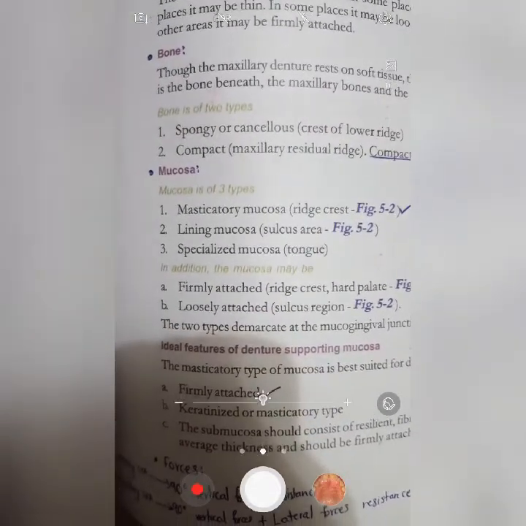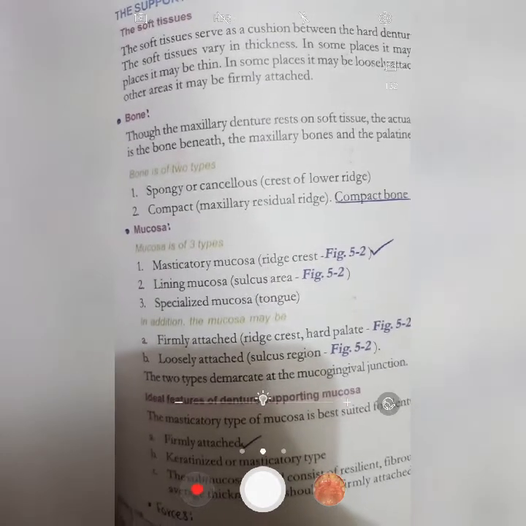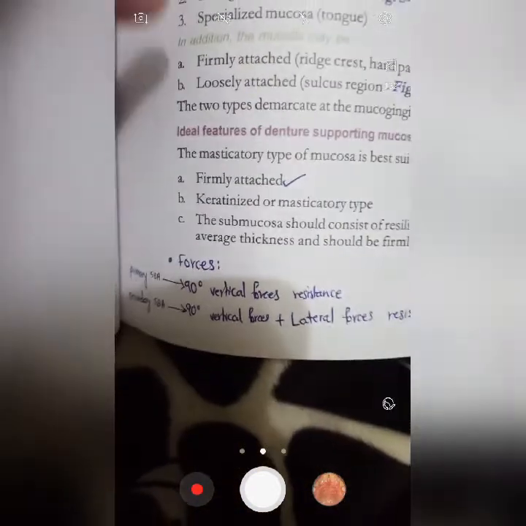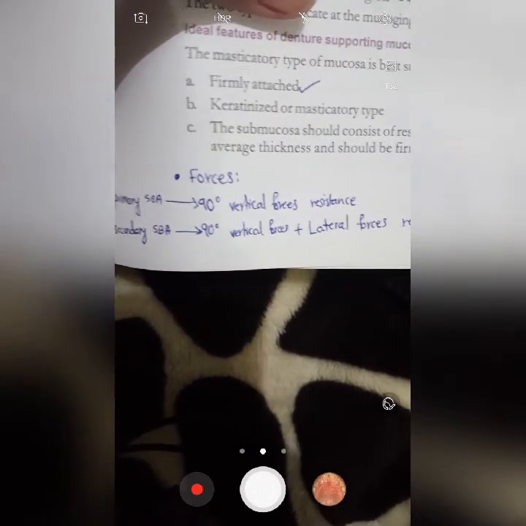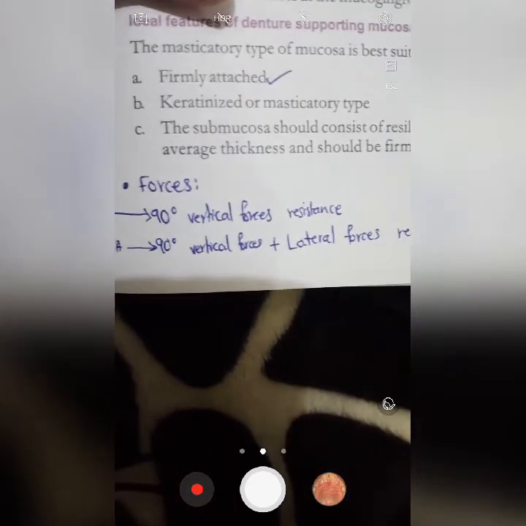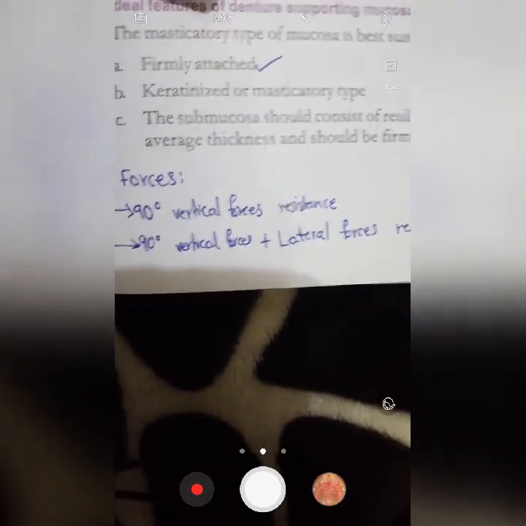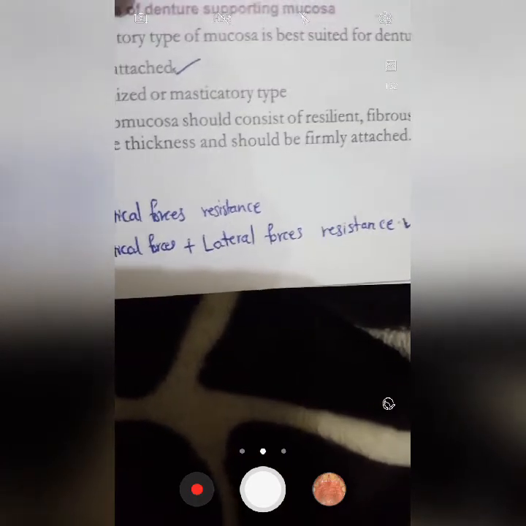When we talk about the mucosa, we have bearing areas, but I think this is a bit confusing. The basic thing you have to see is whether it is loosely attached or firmly attached. And in forces, if you have 90-degree vertical forces or occlusal forces, then it's your primary stress bearing area. And if you have forces other than the 90-degree, which could be lateral forces, then that becomes our secondary stress bearing area.